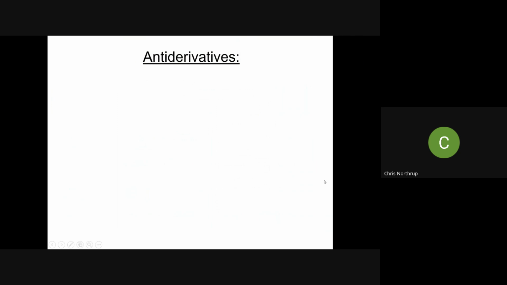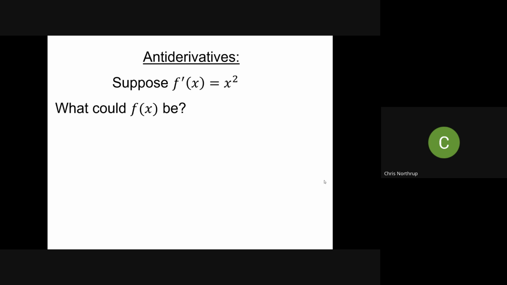Right, in this video, we're going to take a look at antiderivatives. So we're basically going to learn all of our derivative rules that we've talked about up to this point in reverse. So suppose I have f prime equal to x squared, and I'm wondering, well, what was the original function that I used to get that derivative?